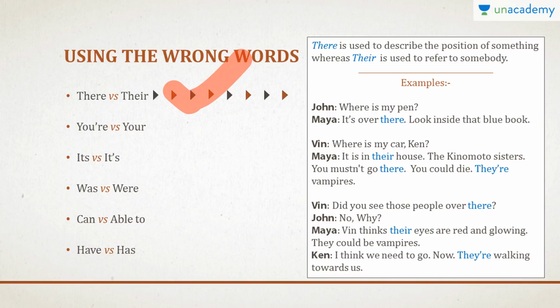Then finally Ken says, I think we need to go now. They're walking towards us. Here he uses the contraction of they are when describing the vampires. Other examples could be, they are looking at me, they are eating noodles, they are dancing, and etc. Where you can either use contractions or you can use the full form they are. But it's always a good habit to not use contractions when you're writing and always use the full form they are.